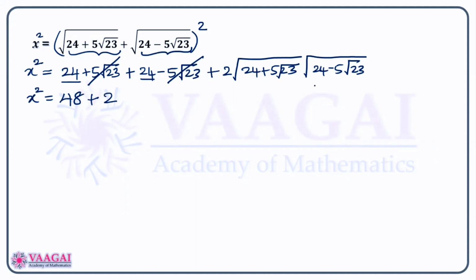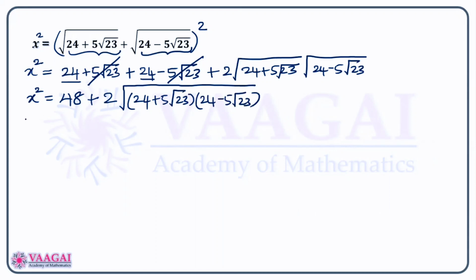now you see here we have root of a term multiplied with root of another term. That is, we have the product of two terms having roots. So I can just bring it as a whole root of. Now we can get the product inside, right? So when we do that, we'll be getting the whole root of 24 plus 5 root 23 multiplied with 24 minus 5 root 23.